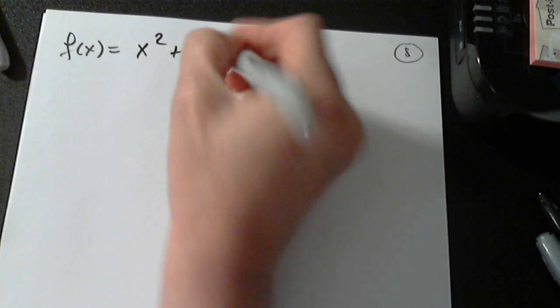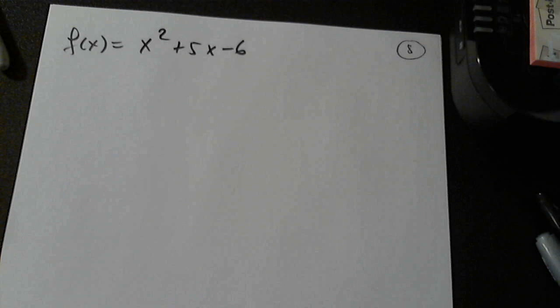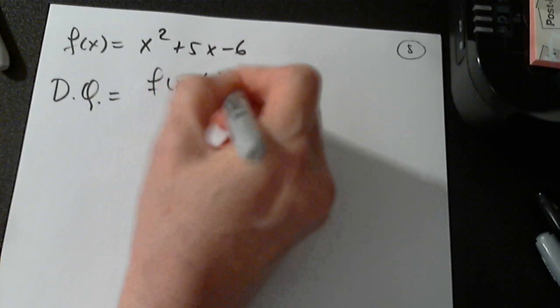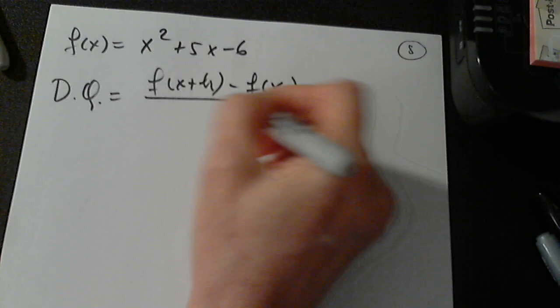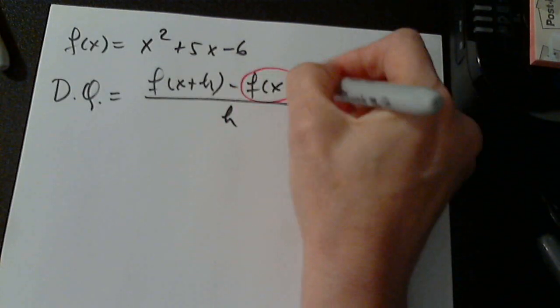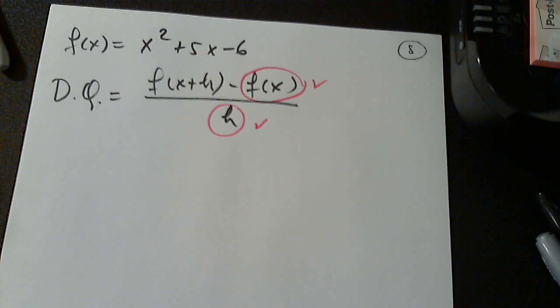Plus 5x minus 6. Excellent. Very good. So the question is exactly the same. We're asked to find the difference quotient, which we know is f of x plus h minus f of x divided by h. And no one has difficulties with this because it's given to us. No one has difficulty with a tiny h because it's just tiny h. There is nothing else to it.